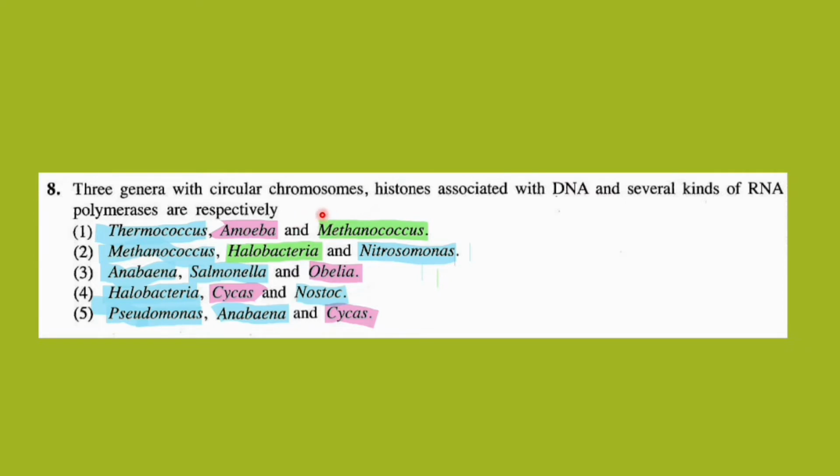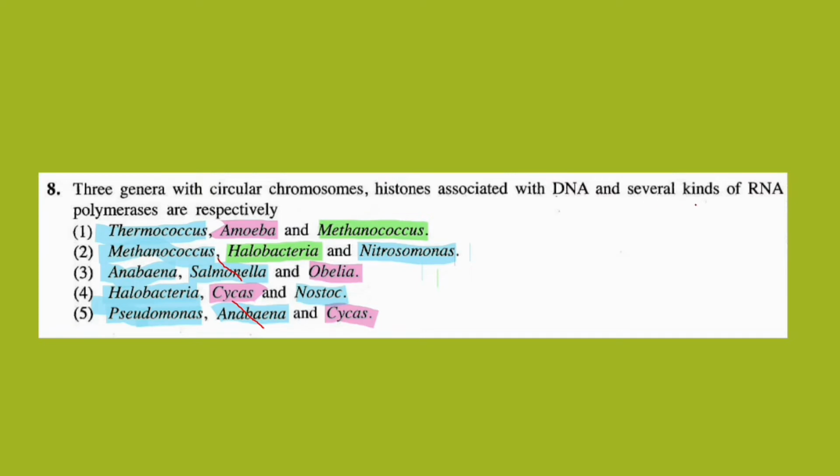So circular chromosomes, it can be bacteria or archaea, so everything is correct here. Histones associated with DNA, it can be archaea or eukarya, so it cannot be Salmonella and Anabaena because they belong to domain bacteria. Salmonella and Anabaena don't have histones associated with DNA because they belong to bacteria.